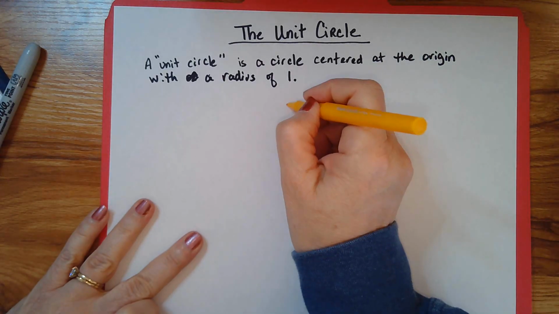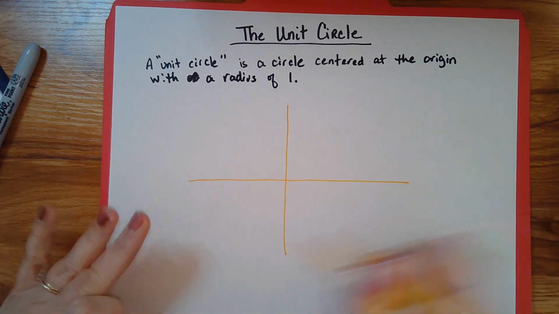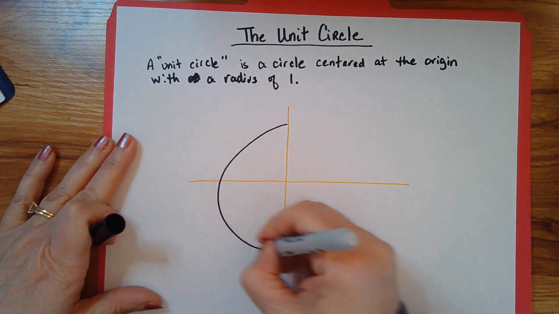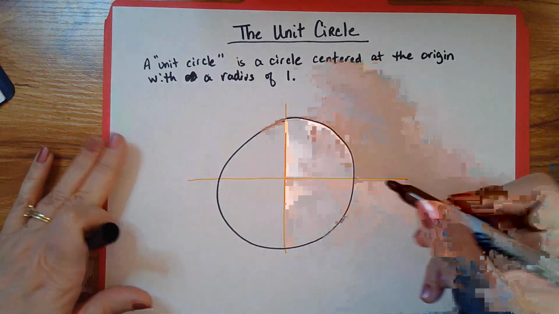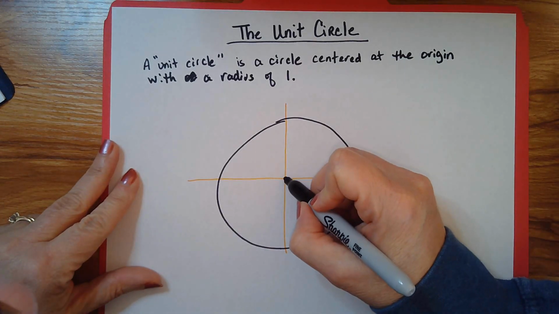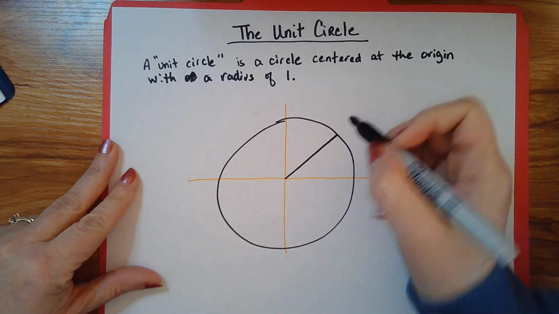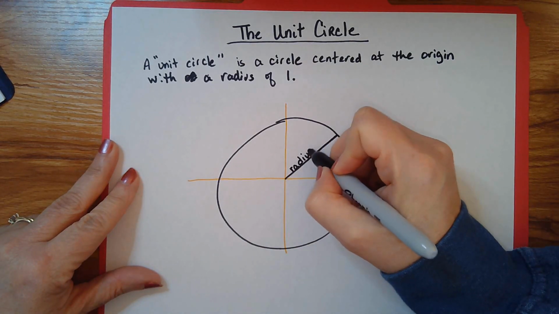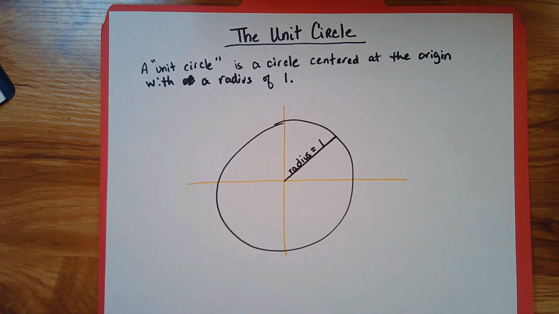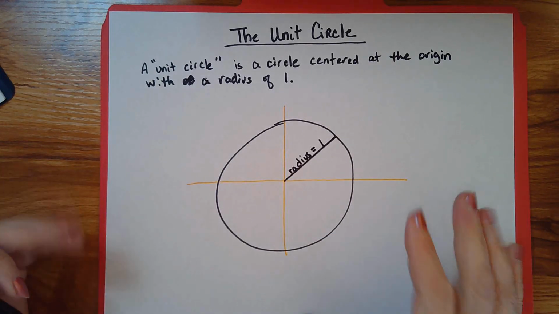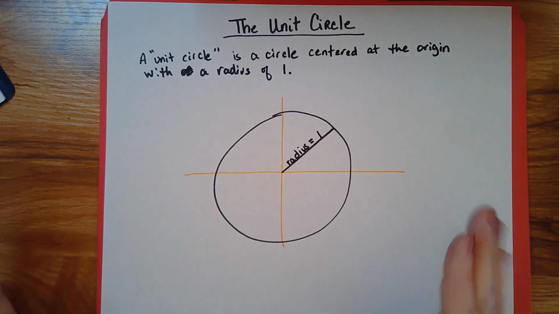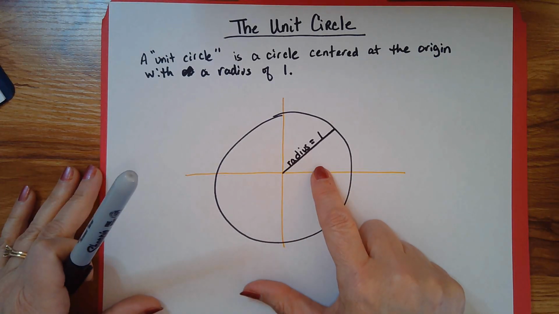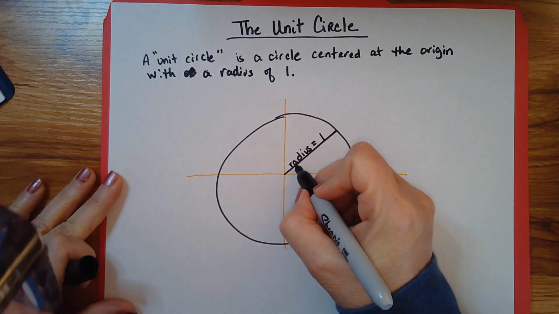So here is my graph. And here is my circle. And this is my radius, right, from the center of my circle to the edge. The radius equals 1. So that is what a unit circle is. It is often used in trigonometry. So here is this circle.